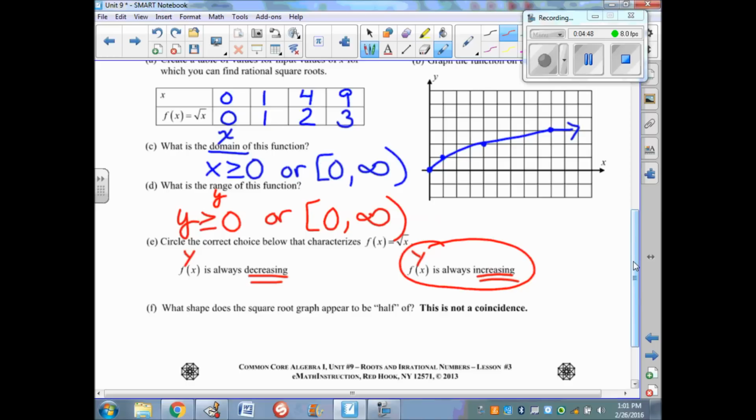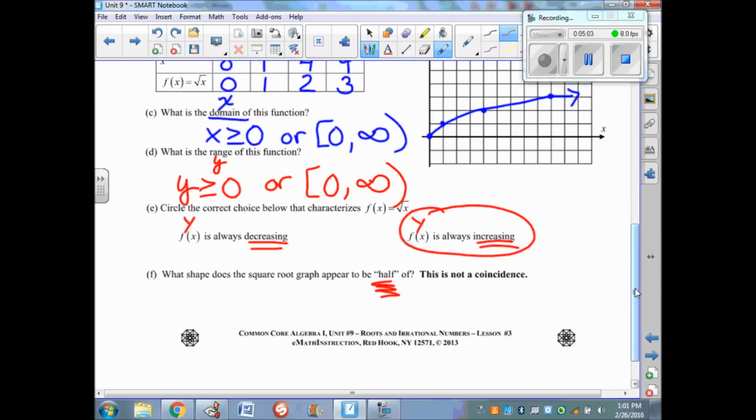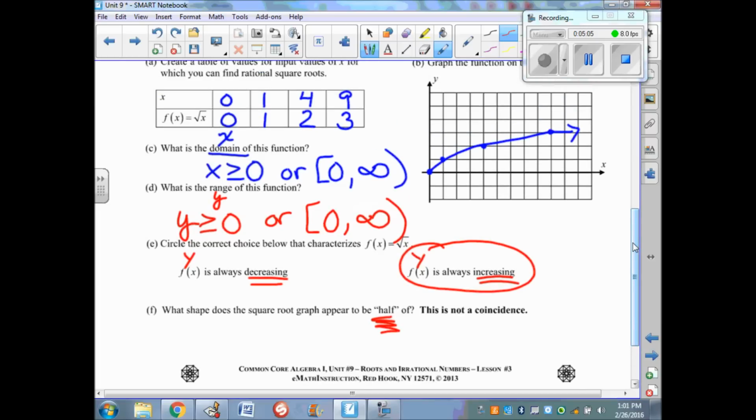It says, what shape does the square root graph appear to be half of? Okay? And this is not a coincidence. Okay, what does it appear to be half of? So I don't want to just give you that one.